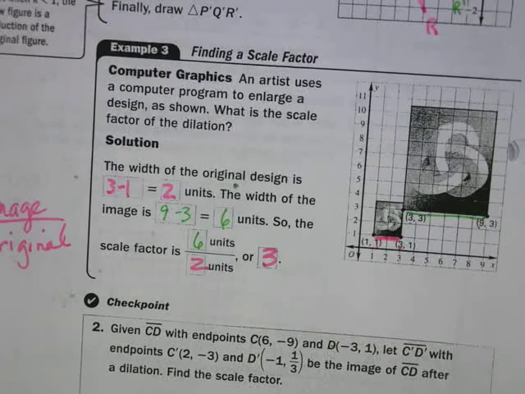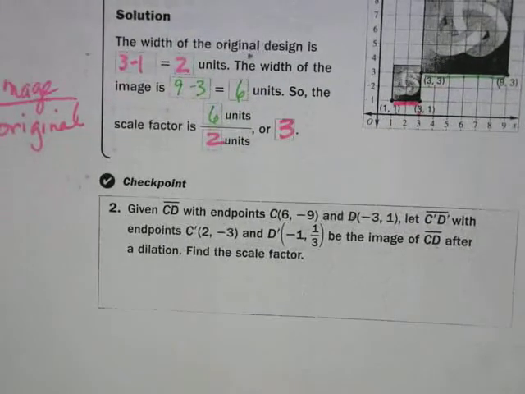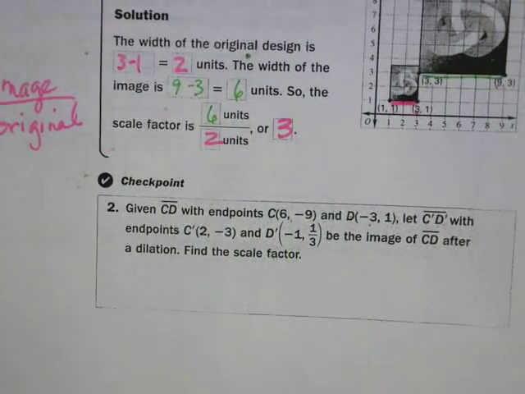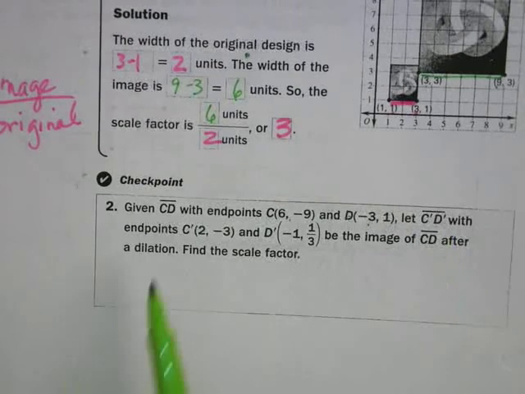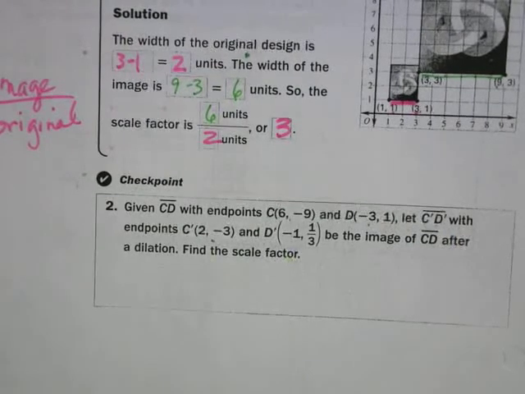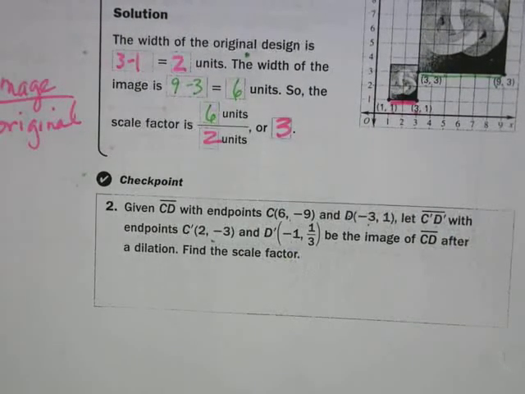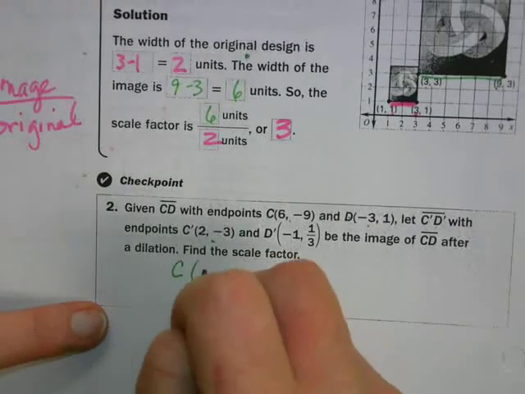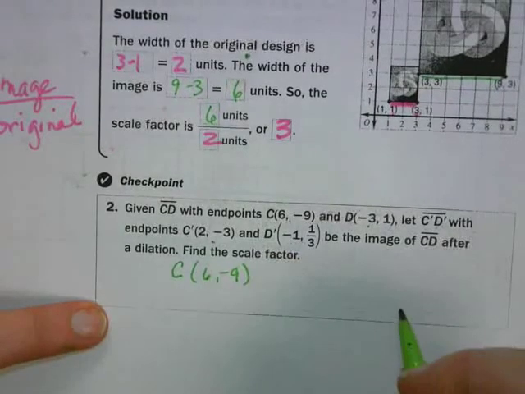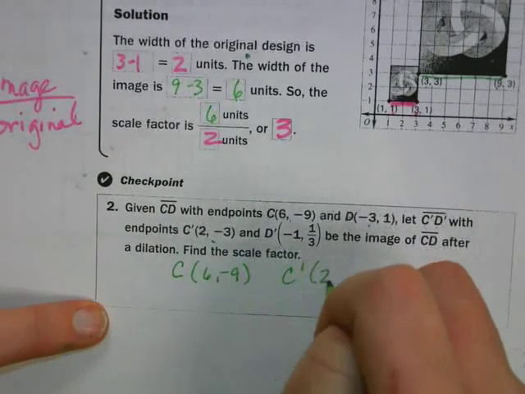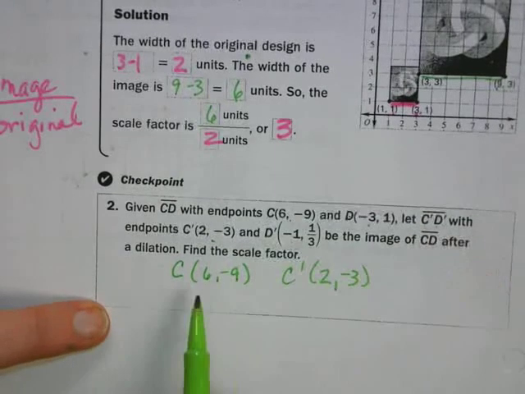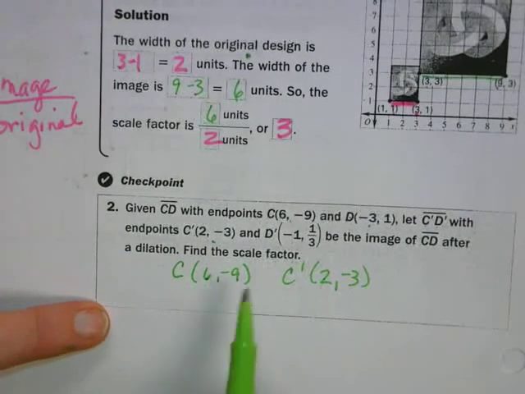This time, they're not giving us a picture. They're just talking to us, and we have to find the scale factor that way. So we have a segment CD, and here are the endpoints of CD. Then we have a new guy, C prime, D prime. Here are its endpoints. And they're asking us to find the scale factor, okay? So what we need to do is we can say that C was (6, -9), and then it went to C prime, which is (2, -3).